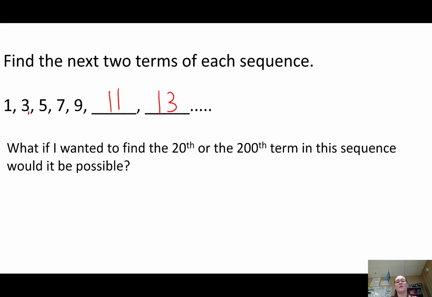But now what if I wanted to find the 20th term instead of just the next two? Well, I could keep working my way up, right? But is that going to be easily feasible? No. It's going to be very time consuming, especially when we want to go to something like the 200th term or the thousandth term.